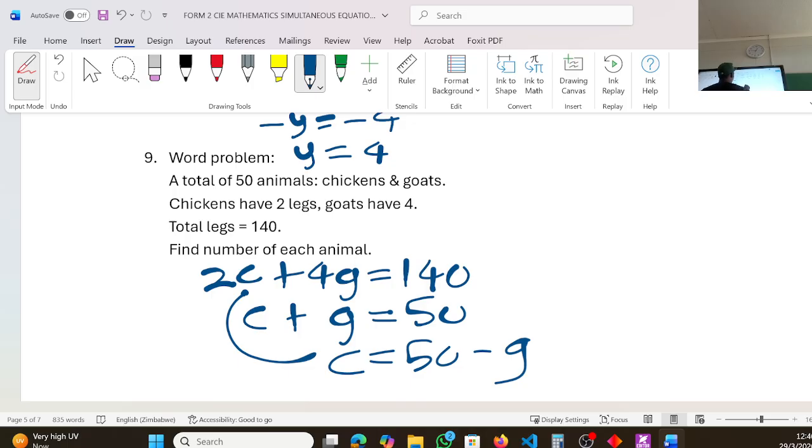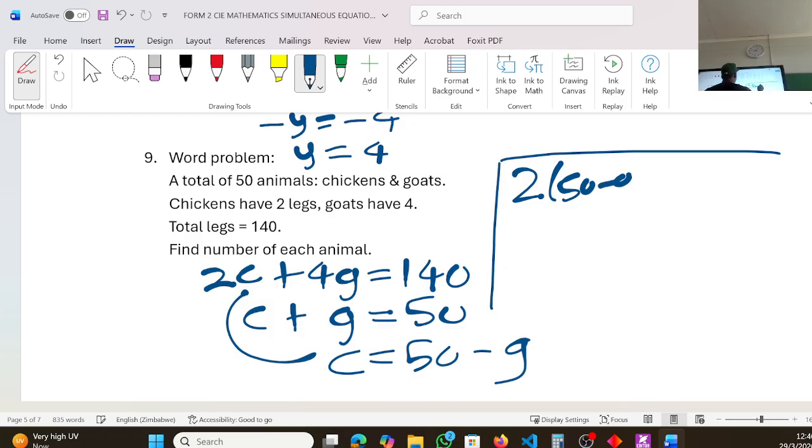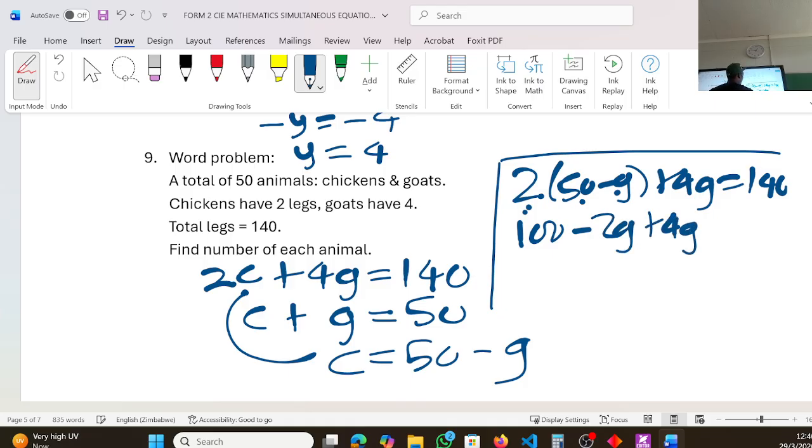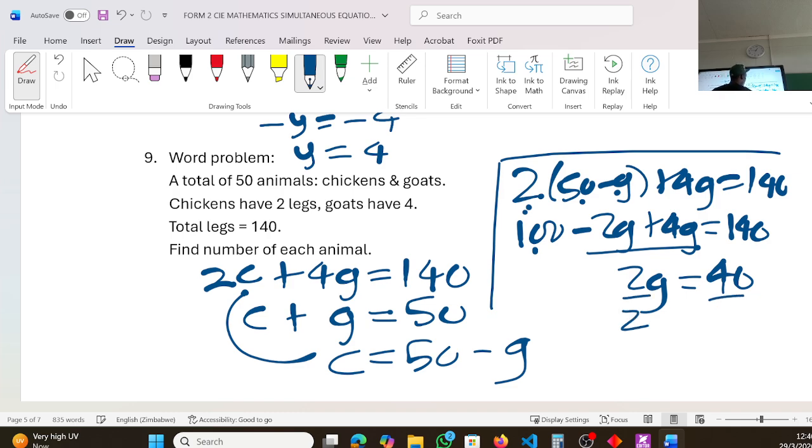So I'm allowed to proceed with my calculation here to say, instead of c, I'm now saying 2 times 50 minus g plus 4g gives me 140. When I expand the brackets, 2 times 50 is 100, 2 times minus g is minus 2g, plus 4g equal to 140. So these are like terms I can simplify. It gives me 2g equal to, when I transpose, 140 minus 100, which is 40. So when I divide both sides here, I end up getting my goats being 20.